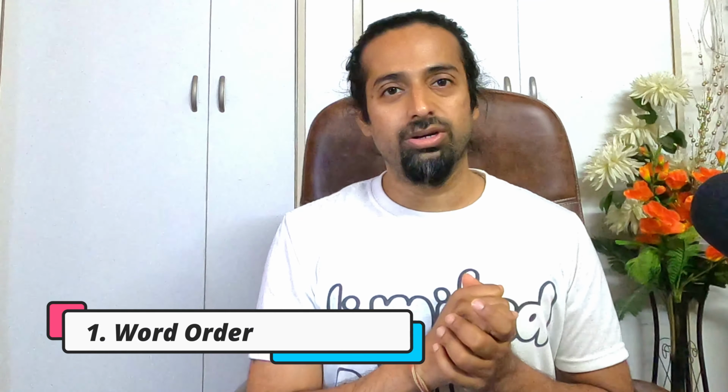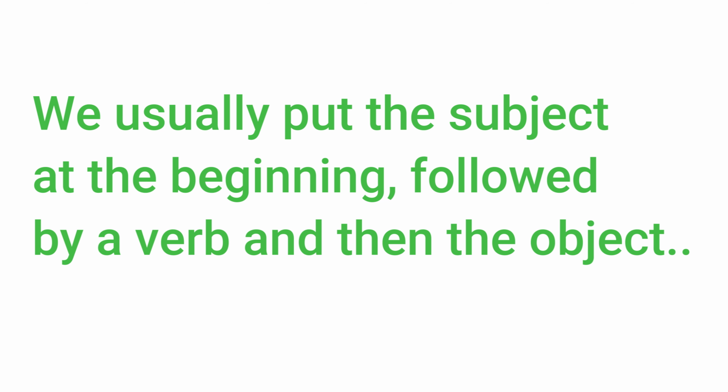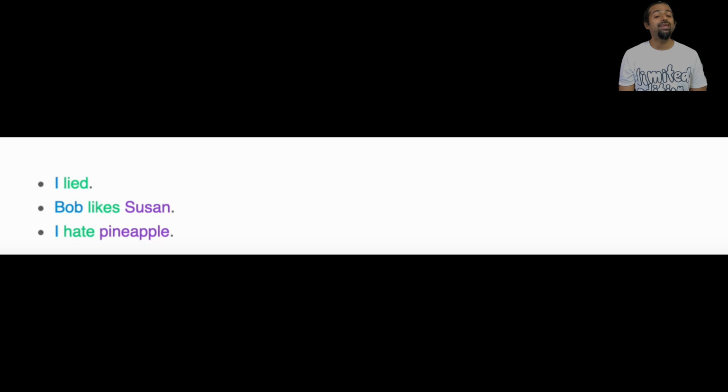So let's understand something about grammar. The first thing is word order. So what is word order? Word order means how we place the words in a sentence. We usually put the subject at the beginning, followed by a verb, and then the object. Just for an example, let me show you 3 sentences. One is, I lied. A simple sentence so that it gets easy for you to understand. Second one, Bob likes Suzanne. Subject, verb, and object. Then, I hate pineapple. So this is the order. You need to understand how to form a sentence.